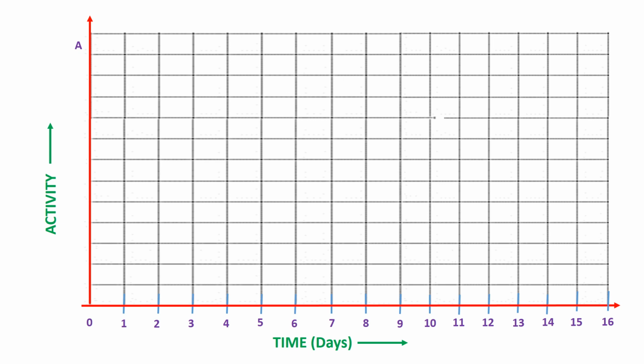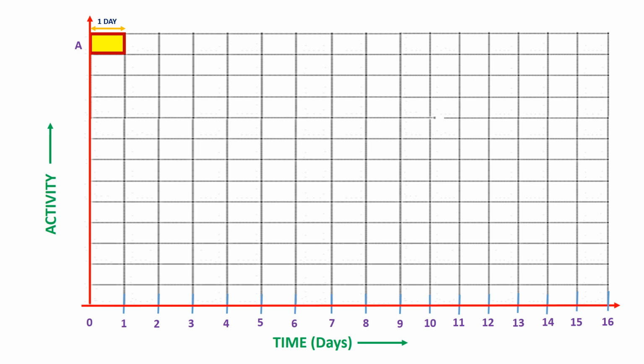Therefore, in the problem we have only one activity that is the first activity, that is activity A, and the duration of activity A is 1 day. Therefore, we are going to represent activity A like this. So this is how we represent activity A in a Gantt chart.